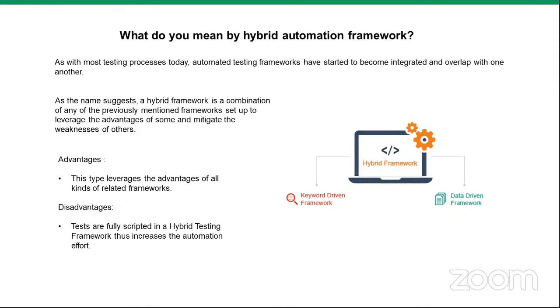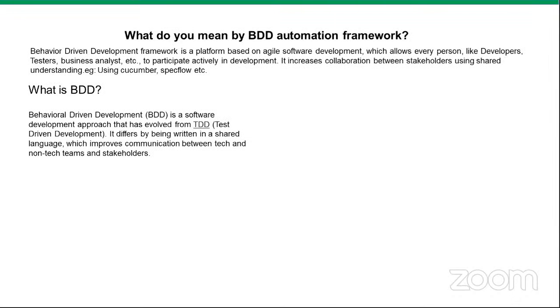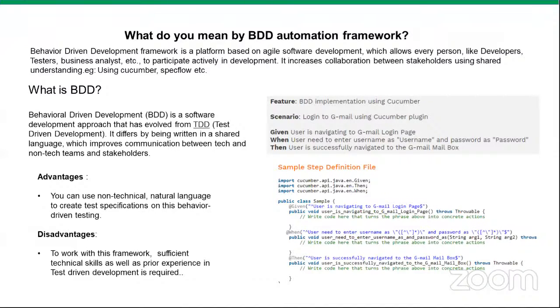Moving on to the next question, what do you mean by BDD automation framework? So BDD automation framework is something that is related to the agile way of doing things. This framework basically brings a kind of shared understanding between the stakeholders.